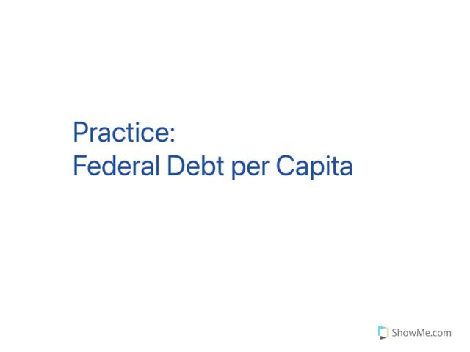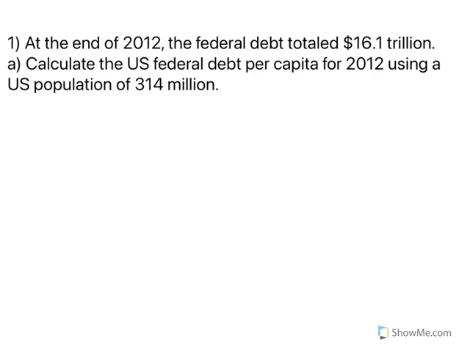Let us do a little practice with the federal debt per capita. At the end of 2012, the federal debt totaled $16.1 trillion. Let's calculate the U.S. federal debt per capita for 2012 using a U.S. population of 314 million.